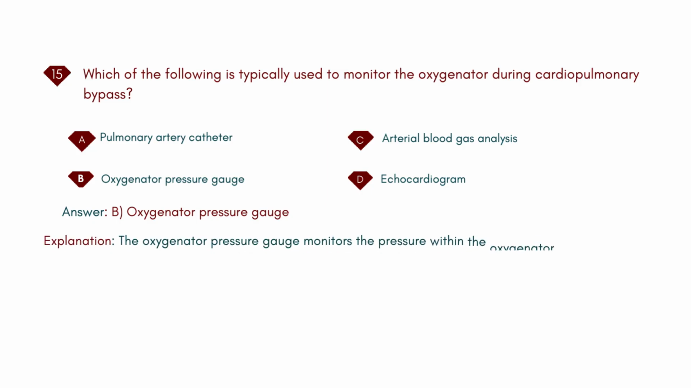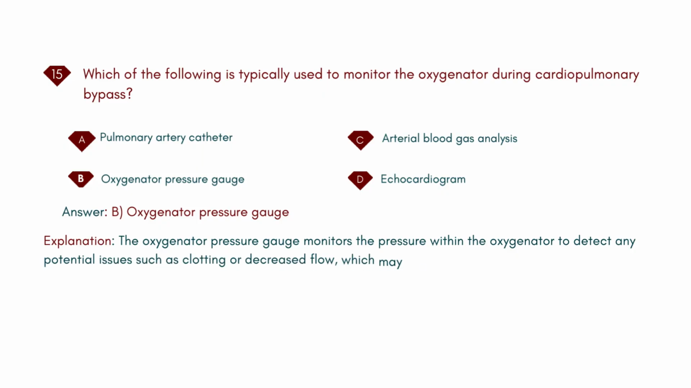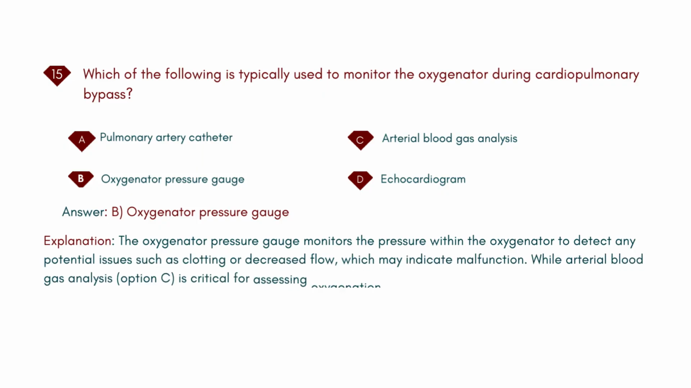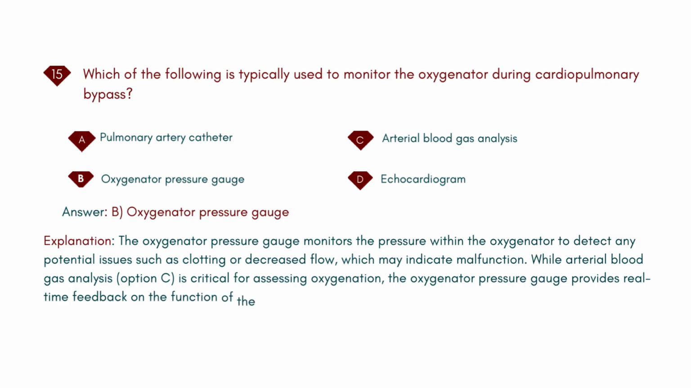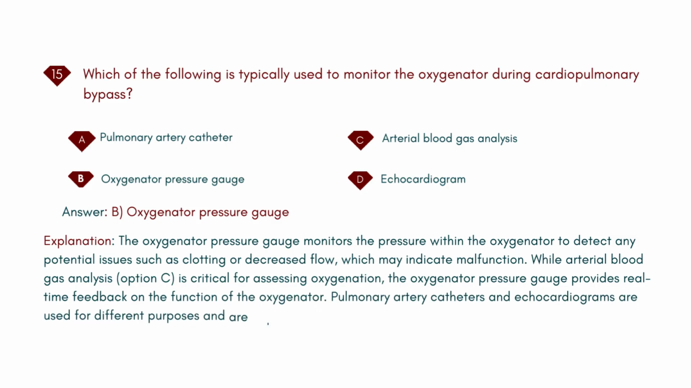Explanation: the oxygenator pressure gauge monitors the pressure within the oxygenator to detect any potential issues such as clotting or decreased flow, which may indicate malfunction. While arterial blood gas analysis, option C, is critical for assessing oxygenation, the oxygenator pressure gauge provides real-time feedback on the function of the oxygenator. Pulmonary artery catheters and echocardiograms are used for different purposes and are not typically used to monitor the oxygenator itself.